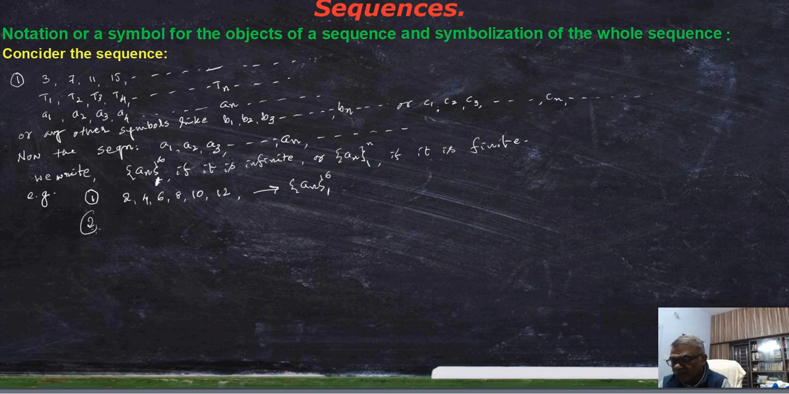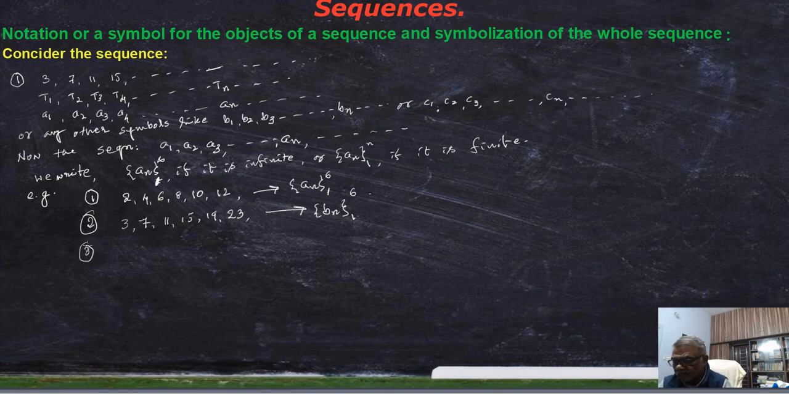Second example, 3, 7, 11, 15, 19, 23. This can be written as Bn from 1 to 6 only.